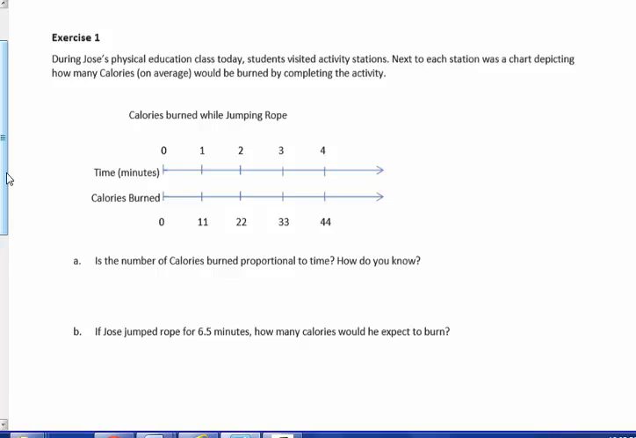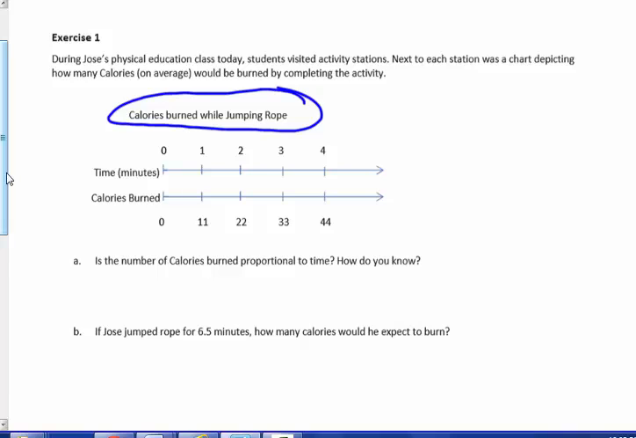During Jose's physical education class today, students visited activity stations. Next to each station was a chart depicting how many calories, on average, would be burned by completing the activity. So they're giving me 2 variables. Time, how long you do it. This is the jumping rope station. The longer you jump, the more calories you burn.